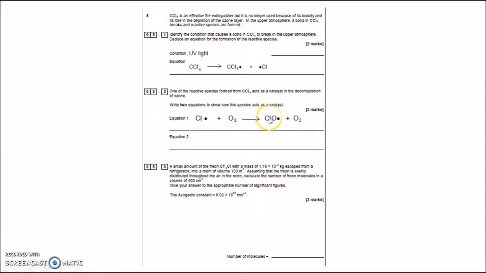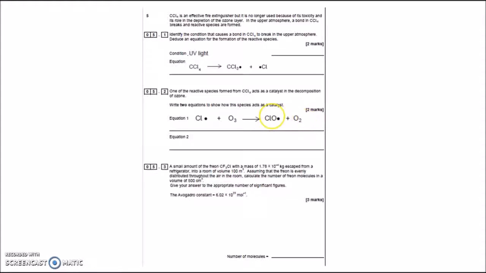What haven't we used? Well, we haven't used a Cl, so that must be in there. There's O3, 3 O's makes 2 O's, O2, so there must be an O in there. And then there's a dot, which is an unbonded electron. We've got to show that as well.